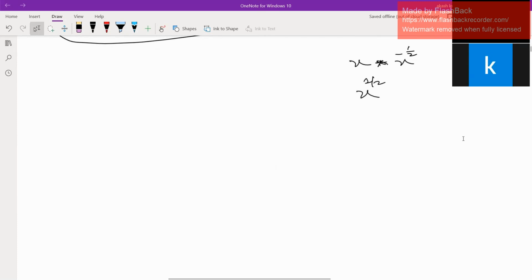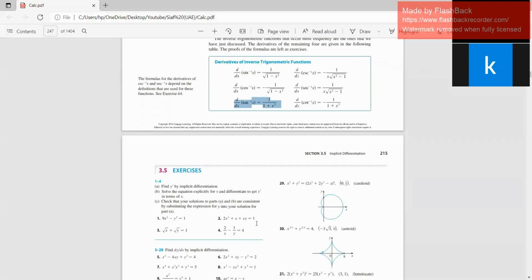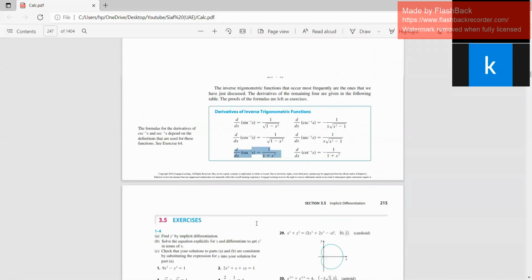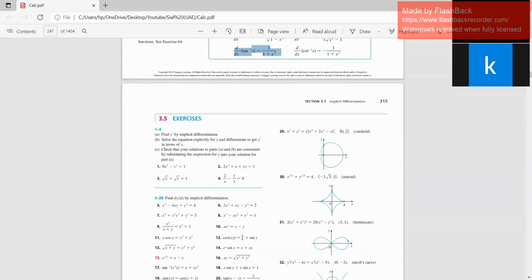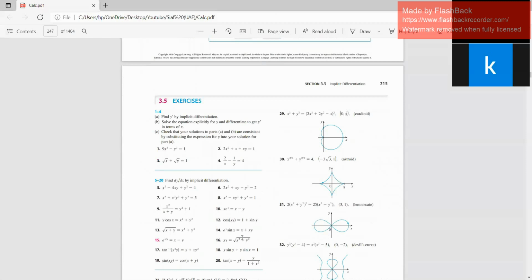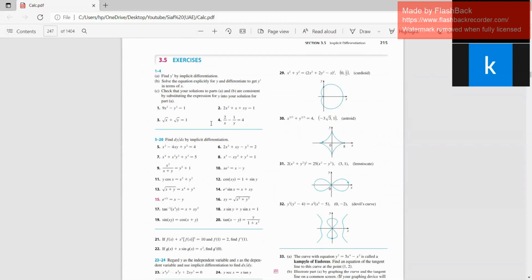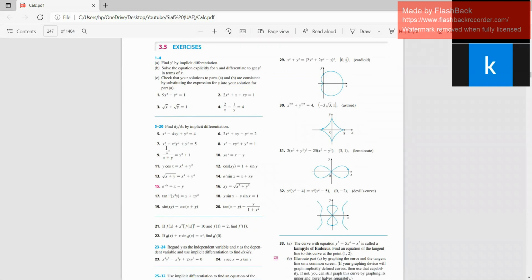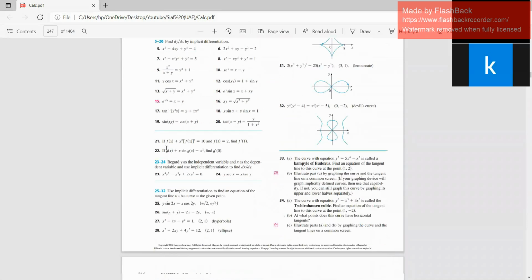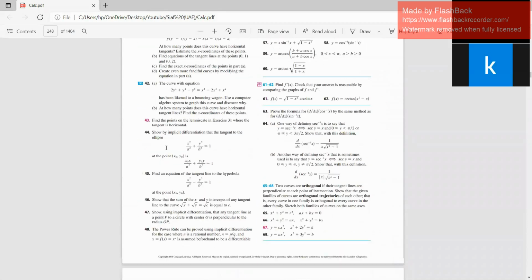Okay, let's move further to the book. This exercise 3.5 is done, and there are some questions that you can do for practice from exercise 3.5, like the questions from 5 till 20. If you do them, there will be good practice for implicit differentiation.